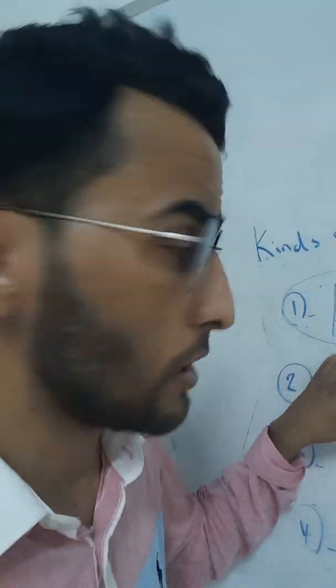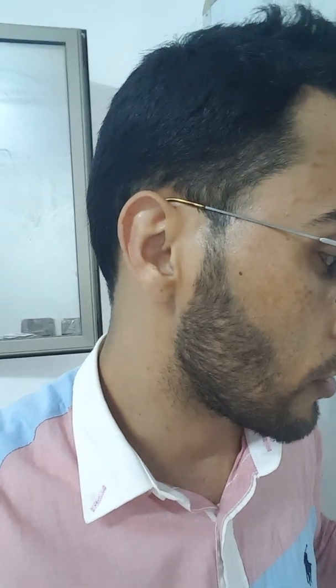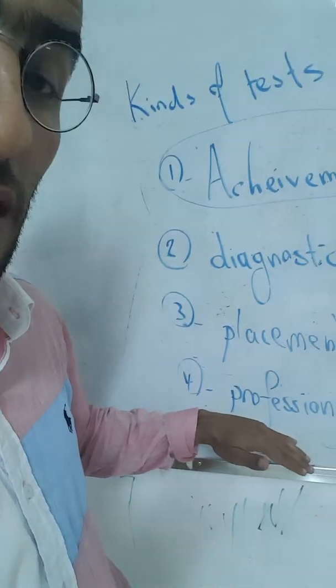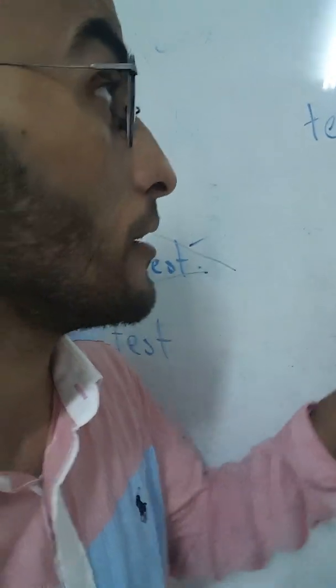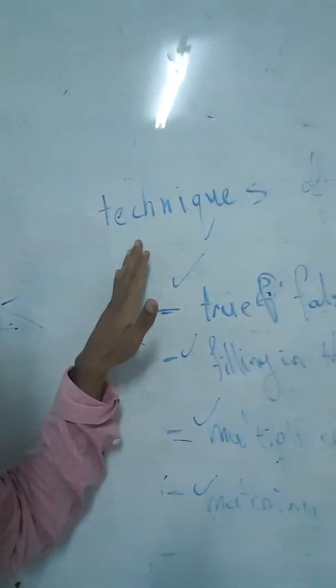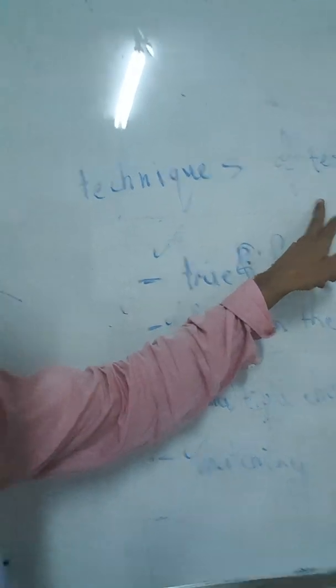The achievement test is the final test. The diagnostic test tests one topic of the topics that the teacher has taught, and the placement test examines the level of the students, and the proficiency test tests proficiency. Okay. And I have talked about the techniques of tests.